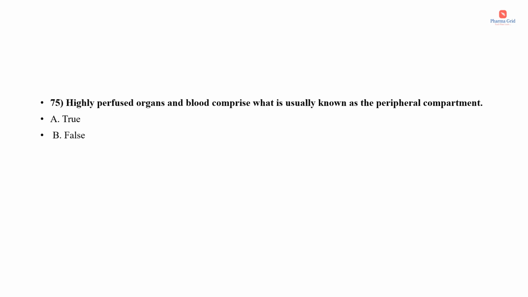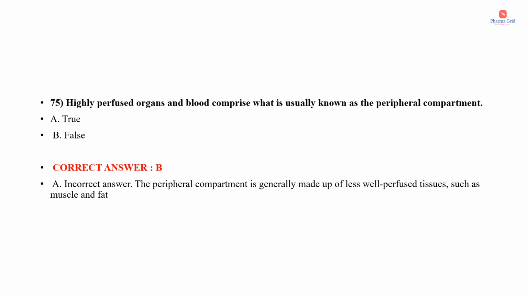Highly perfused organs and blood comprise what is usually known as the peripheral compartment. Is the statement true or false? Here the correct answer is option B, meaning this statement is false. Why? Because the peripheral compartment is generally made up of less well perfused tissues such as muscle and fat.